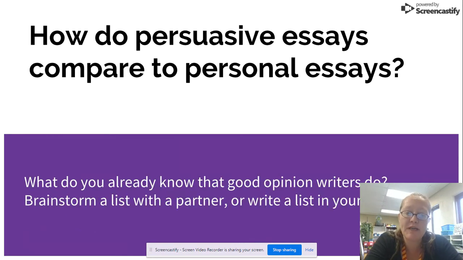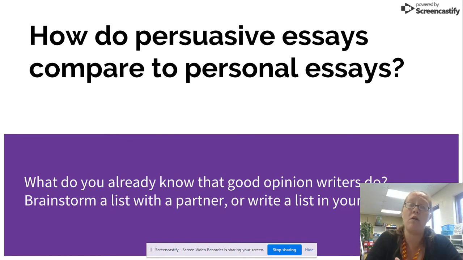First thing I want you to do is think about what you already know good opinion writers do. So what I'm going to have you do is either brainstorm a list with a partner, if there is a partner available right now. If you are the only one doing this lesson and there's nobody available to work with you, then you're just going to write down a list in your notebook real quick. You're just going to brainstorm everything that you know that good opinion writing should have.